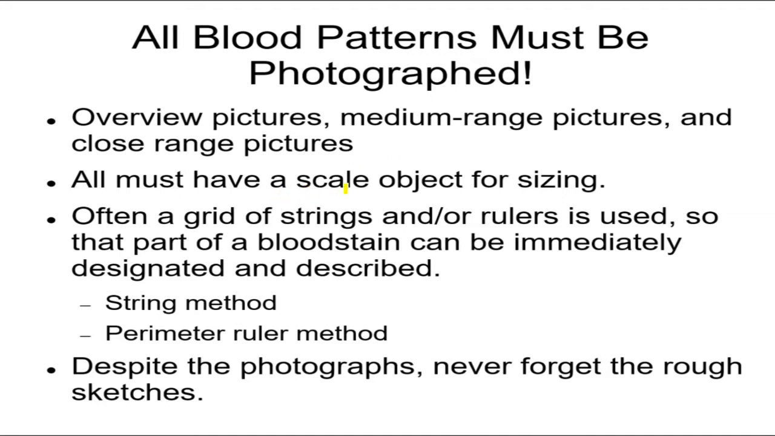Always have a scale object. Put a ruler there. Sometimes if it's blood on a wall, you have to put a ruler vertically and horizontally. This is actually called the perimeter ruler method. So you have a scale for the horizontal and for the vertical, because you have to know the size of the blood drops. And remember the string method. We mentioned the string method. You really should be doing that also. Get the angle of the blood drops and find where the attack occurred, the source of the blood.